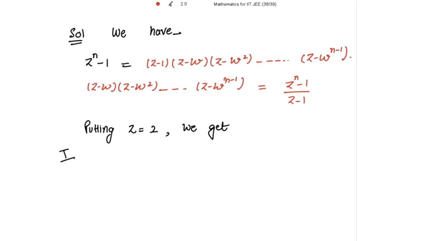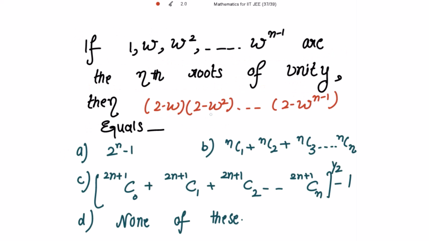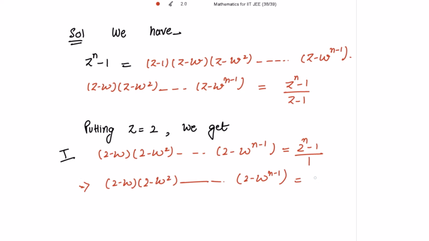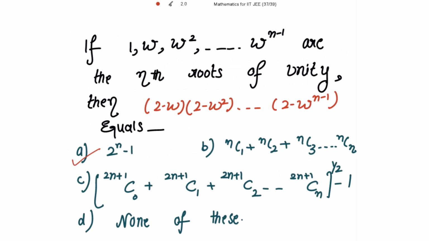Very fine. Alright. Let's put z equal to 2 because we are having here 2 minus omega square, and so on. So if I put z equal to 2 over here, I get (2 minus omega) into (2 minus omega square), and so on, up to (2 minus omega to the power n minus 1). That is equal to 2 to the power n minus 1 divided by 2 minus 1, that is 1, right? So we get this to be equal to 2 to the power n minus 1. That is the first option, right?